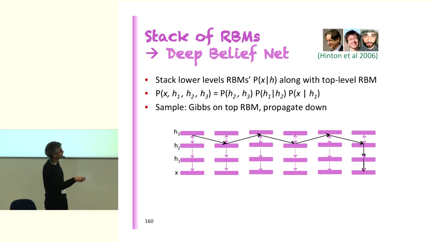So for all of the lower level RBMs, we only use the downgoing weights, the downgoing conditional distribution, to generate the lower layer given the upper layer. And only for the top level layer, we do this Gibbs chain. So we sample at the high level, and we run this Markov chain in the more abstract space. And then we project it down into, say, the pixel space.